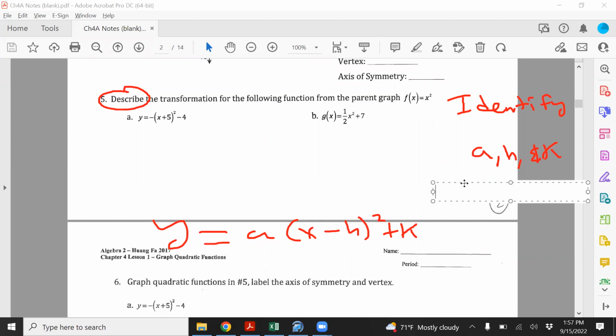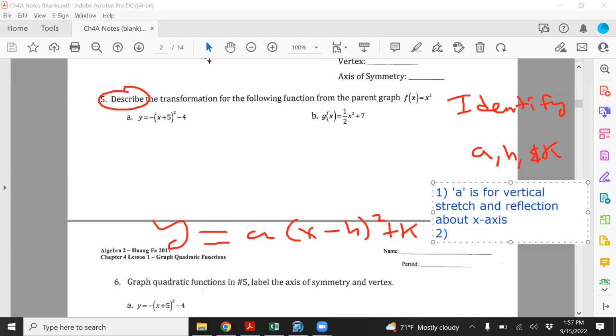Describing the transformations: y equals a(x minus h) squared plus k. I'm going to put a little text box here. A is for vertical stretch and reflection about the x-axis. H is for horizontal shift. K is for vertical shift.